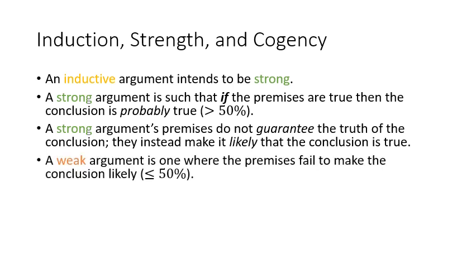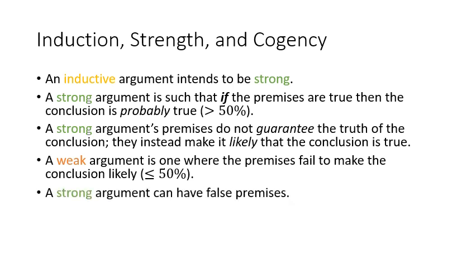So just like with validity, we have the opposite, which is invalidity. With strength, we have the opposite, which is weakness. So a weak argument is just one where the premises fail to make the conclusion even likely to be true. So you have less than or equal to about a 50% chance of being right given the truth of the premises.